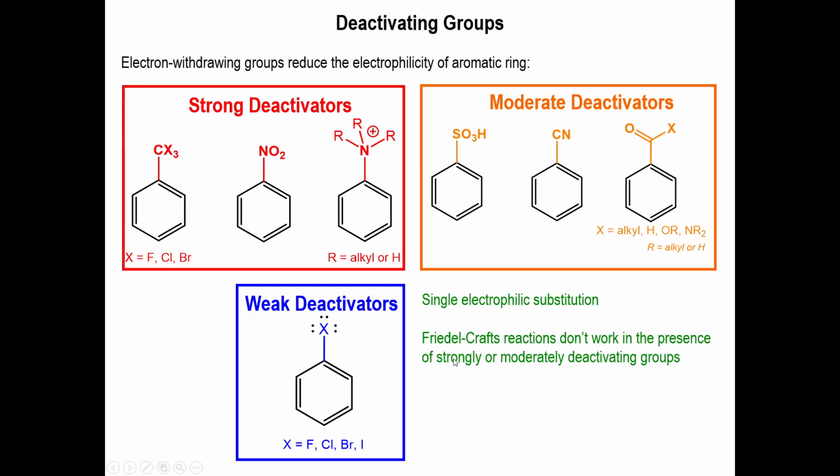Second thing is that in the presence of the strongly and moderately deactivating groups, basically the ones up here, Friedel-Crafts reactions are not an option. This applies to both alkylations and acylations alike. And the last thing that I already mentioned is that with the exception of the halogens, none of the atoms directly bound to the benzene ring have lone pairs, which is one of the key things to notice.